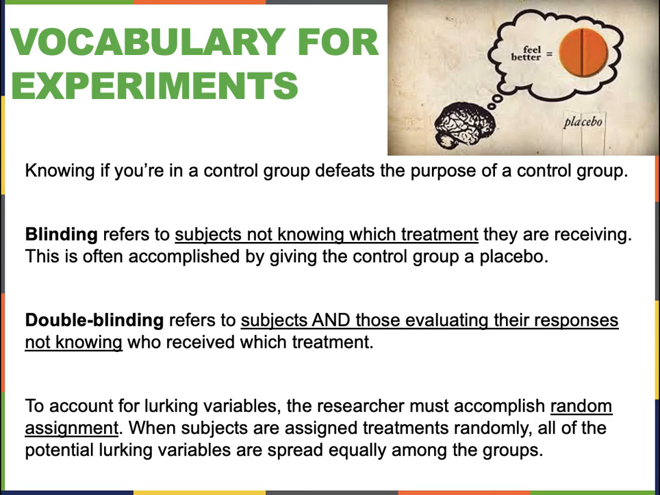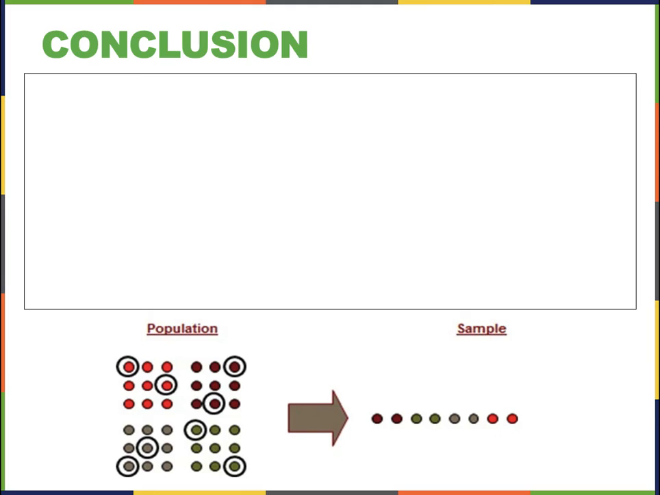Remember, we talked about lurking variables, and lurking variables are variables we didn't control or plan for that can affect the response. So to account for lurking variables, the researcher must accomplish random assignment. When subjects are assigned treatments randomly, all of the potential lurking variables are spread equally among the groups.